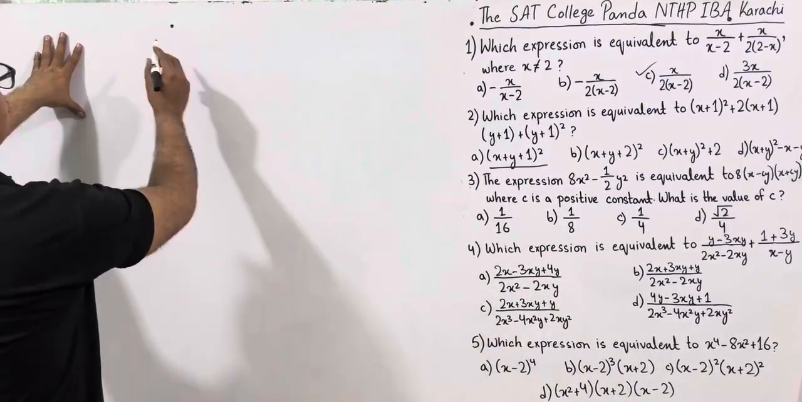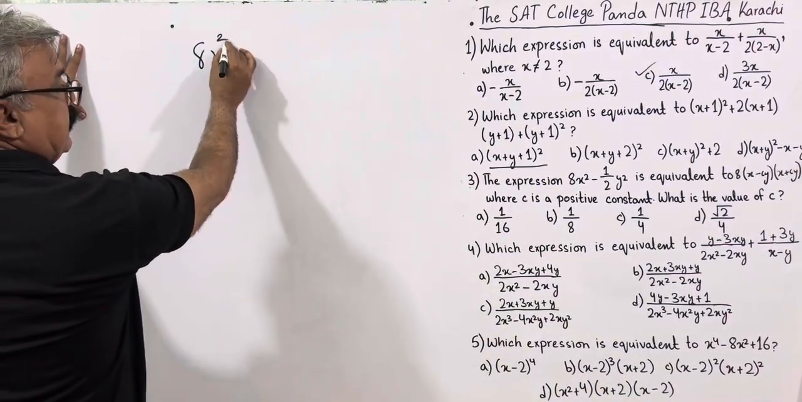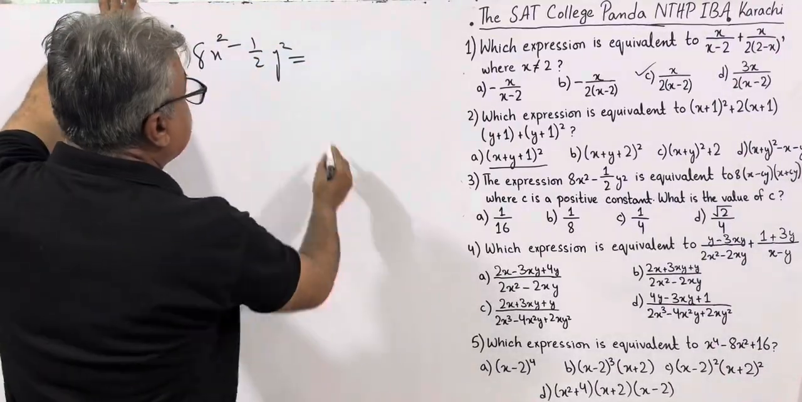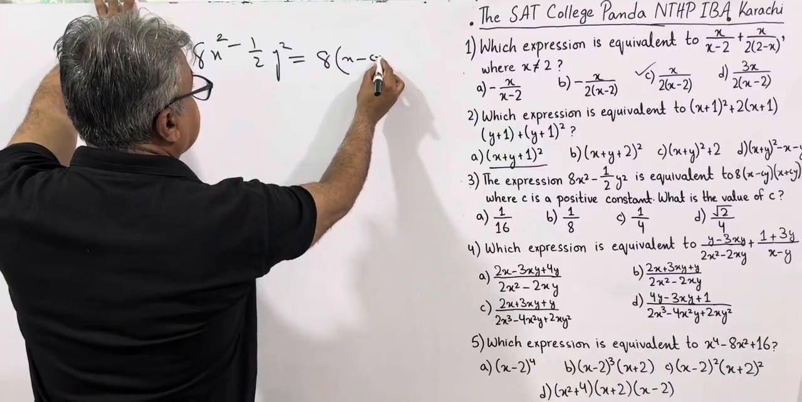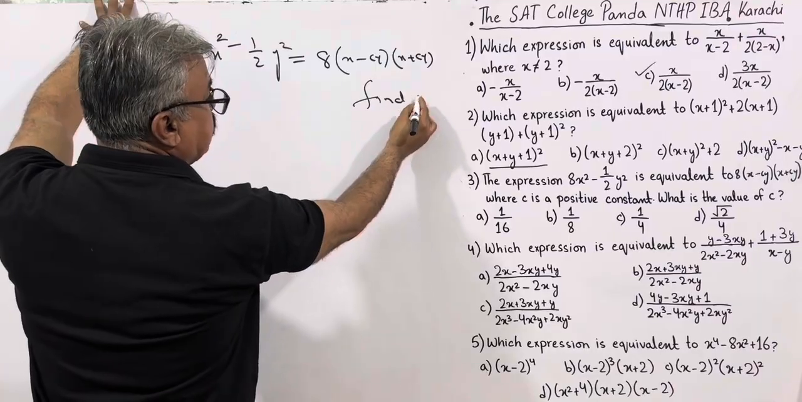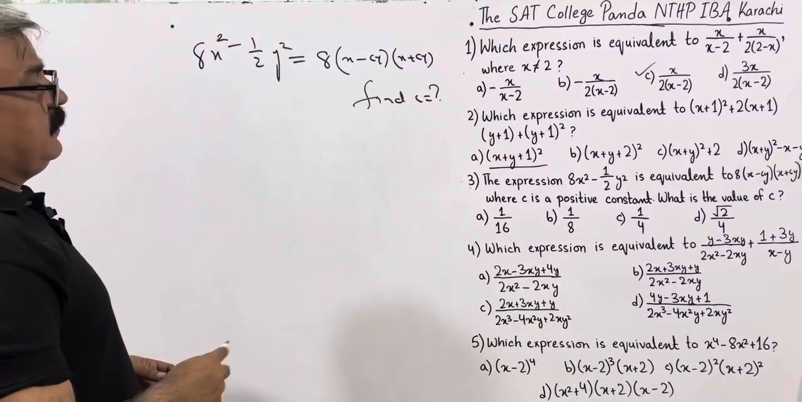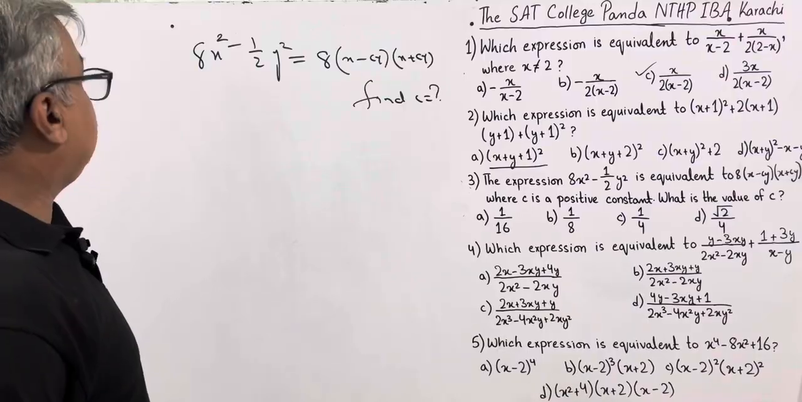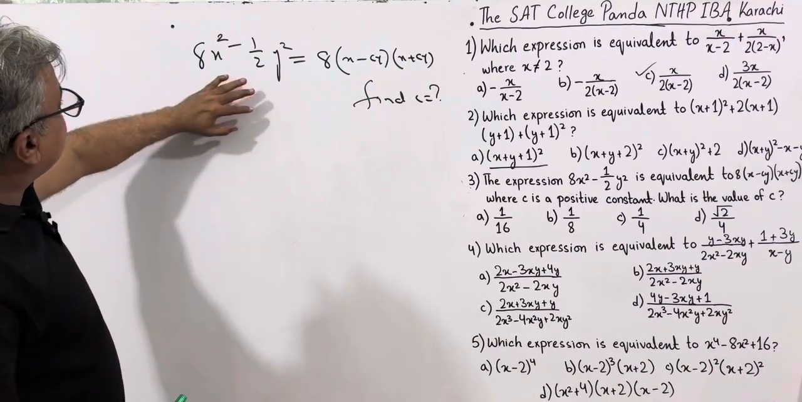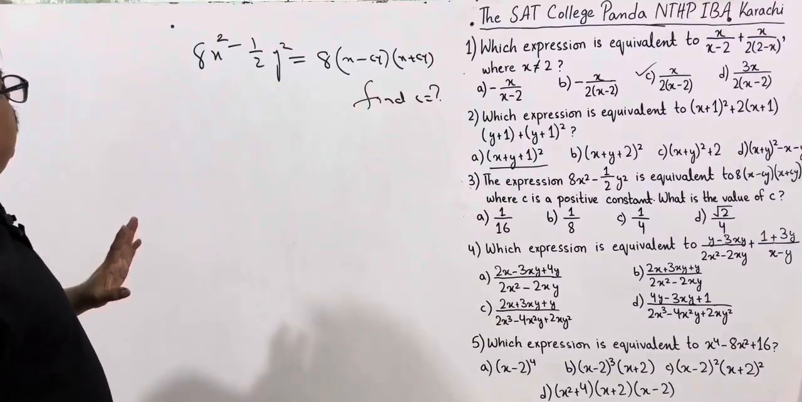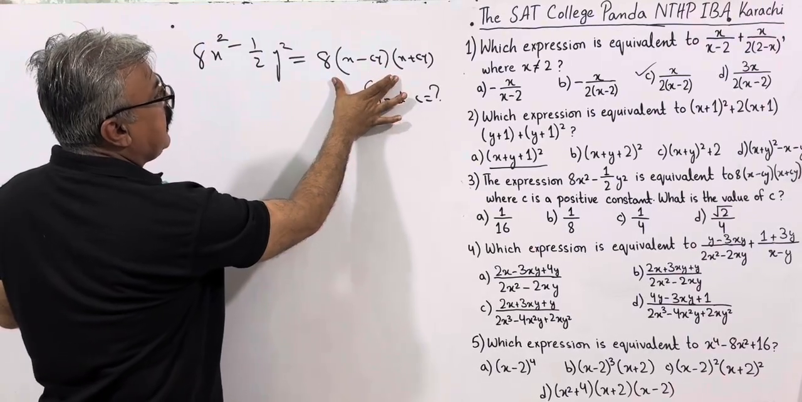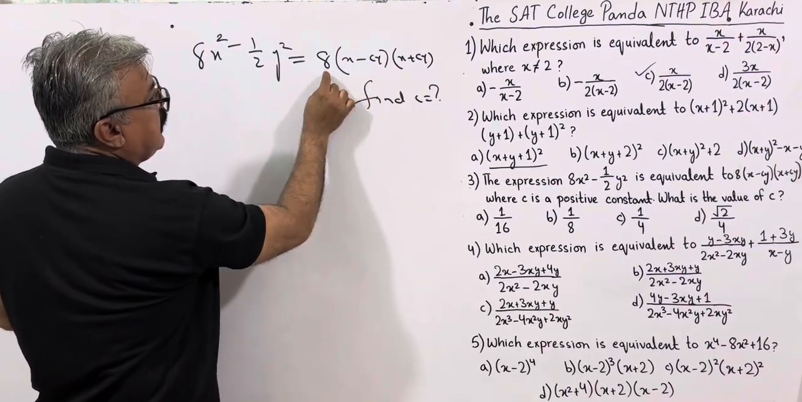We have given the expression 8x square minus 1 upon 2 y square can be written as is equivalent to 8 times x minus cy, x plus cy. Then find what is the value of c. I have already told you, to take common, whether that thing is present or not, is a wonderful idea in mathematics. He is giving us enough hint to tread the path: we have to take 8 common.